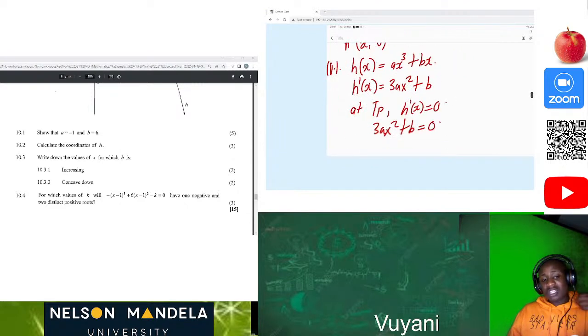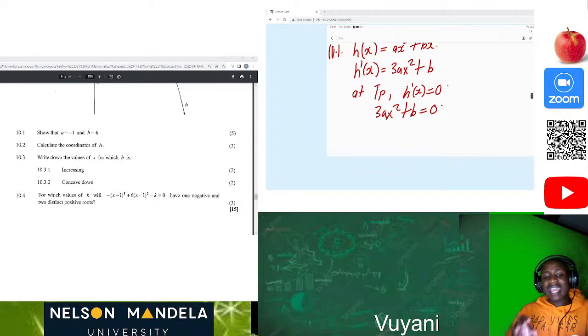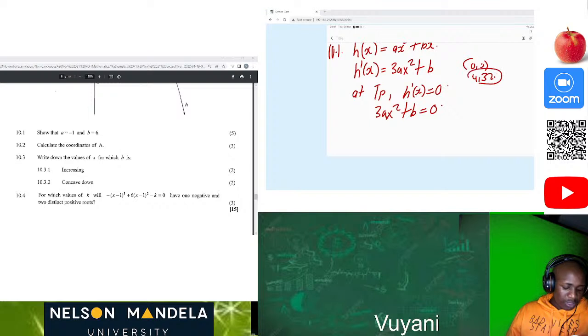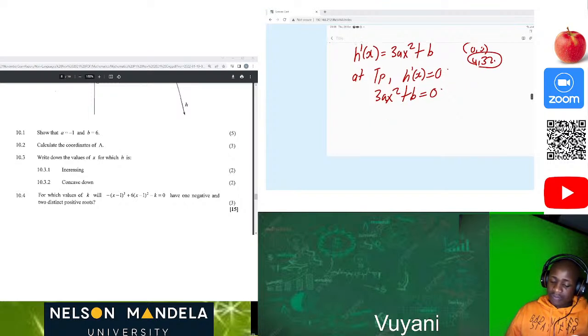So what is important is to understand that at the turning point, we were able to get the x value of the turning point of the graph. Since we are given the coordinates 0, 0 as well as 4, 32, we will use those two values. For the first one, we use 0, 0, so it's going to be 3a multiplied by 0 squared plus b is equal to 0.